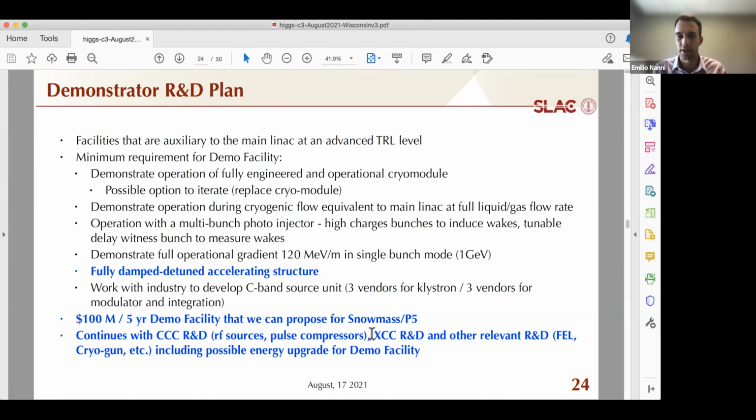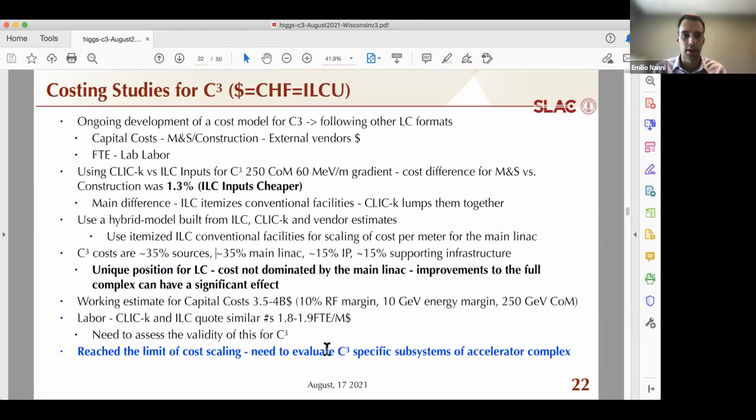It could be used by other HEP programs like a gamma-gamma machine, XCC, or other related fields within DOE, FEL, cryogenic guns, et cetera. You could also consider doing an energy upgrade, for example, as was mentioned in the case of LCLS. And then as a last slide, sorry, back.